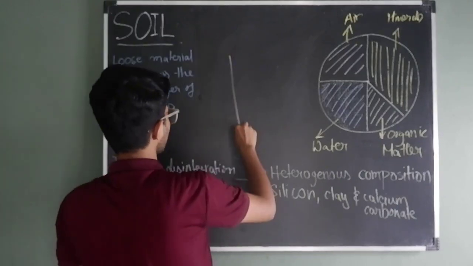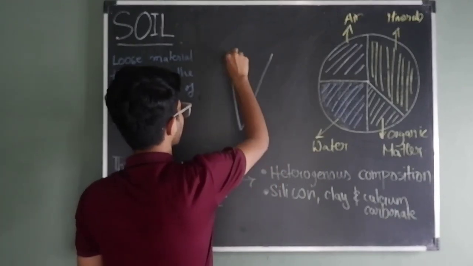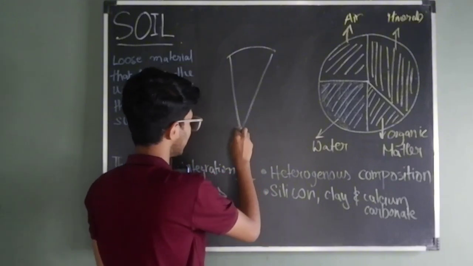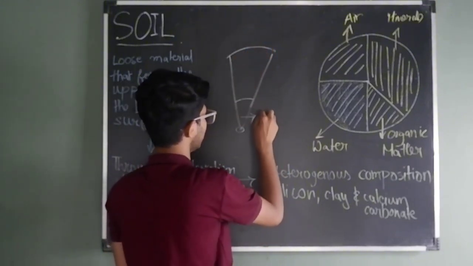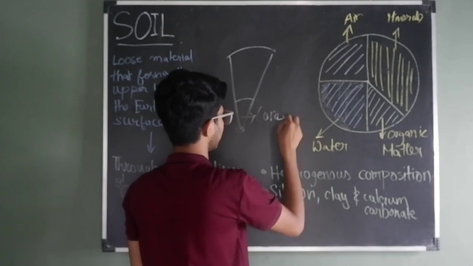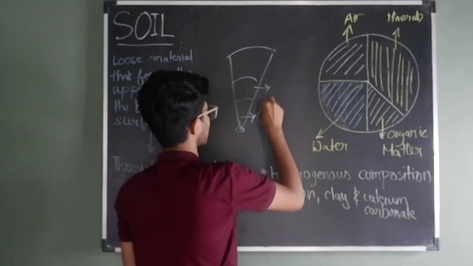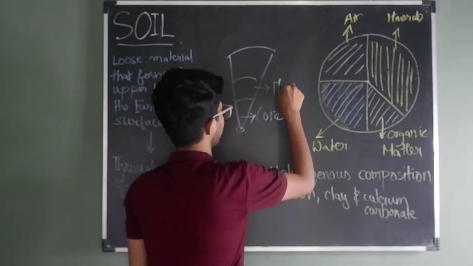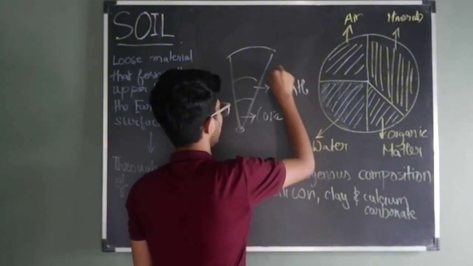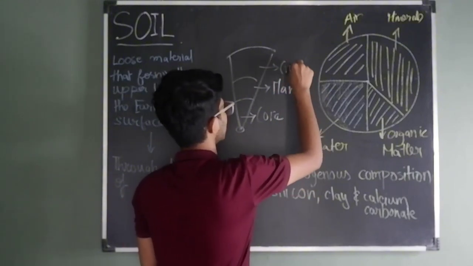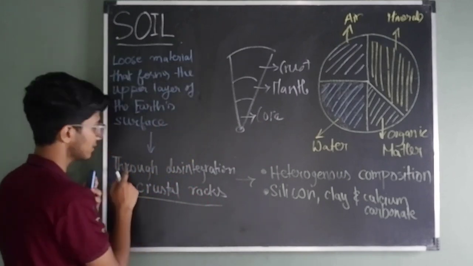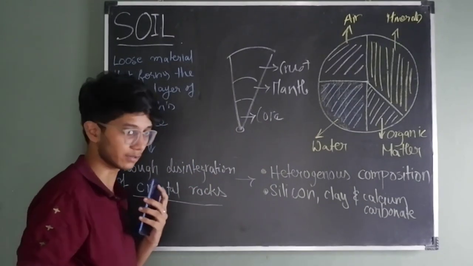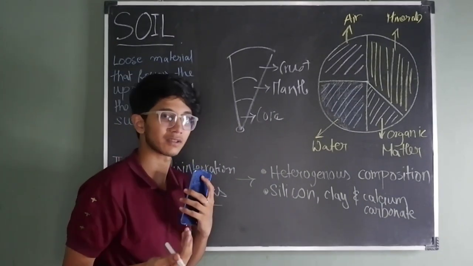So if we take a cross section of the earth, if you don't know what a cross section is, basically it takes from the center of the earth to the surface of the earth. Okay. The center is the core. You people have read about this topic in the previous classes. Okay, mantle and crust. So soil is the part of the crust. Okay, that is why we describe it as the disintegration of the crustal rocks. What is disintegration? We'll discuss it in a few minutes.